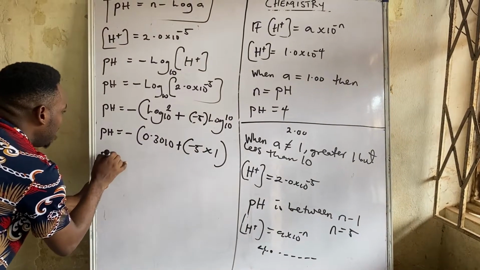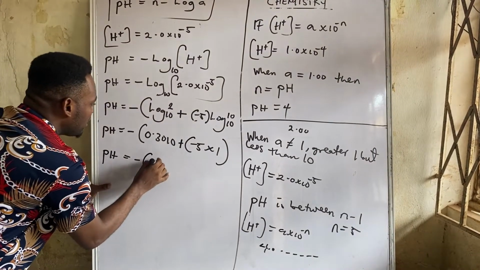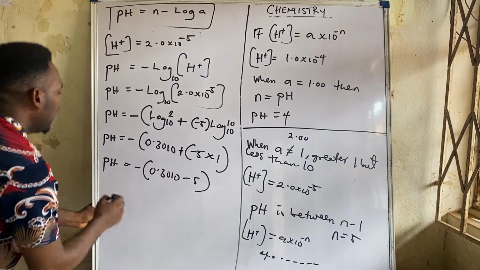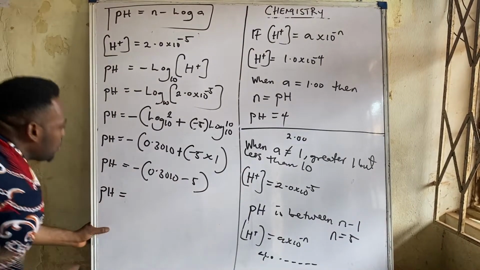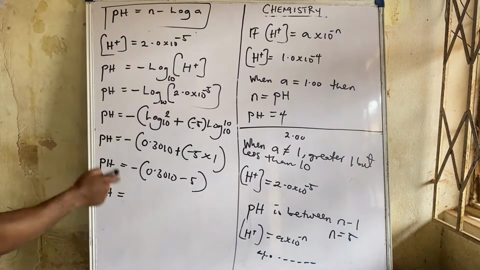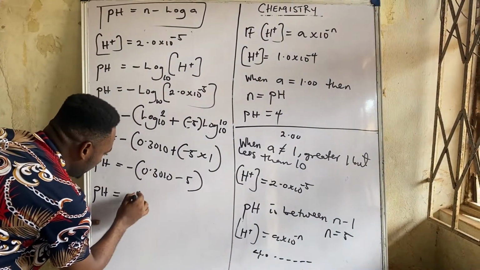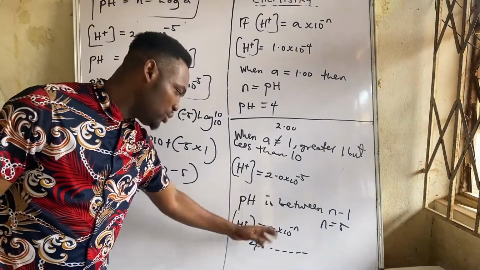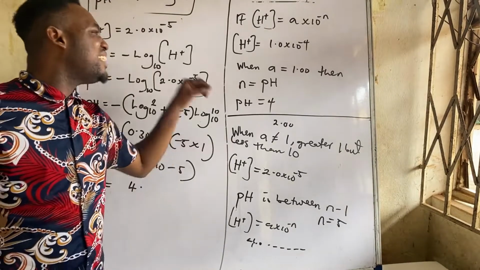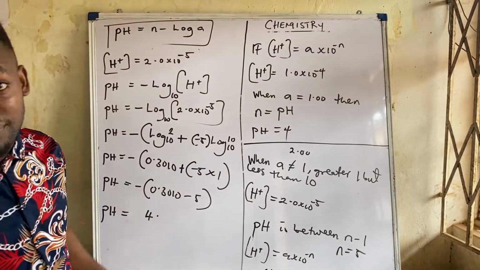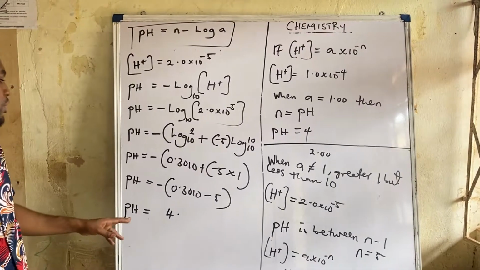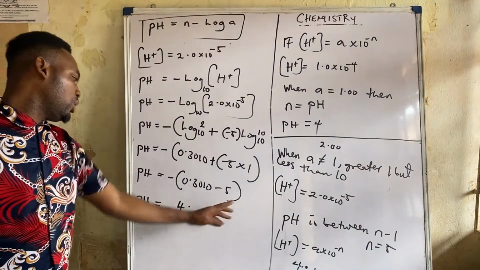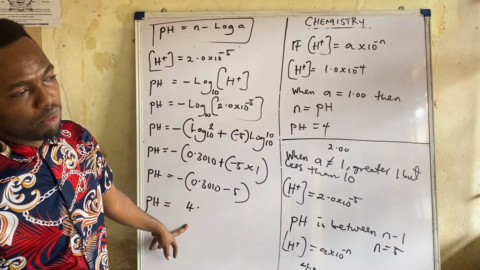So if you do this now, pH will be equal to minus, the minus is outside, 0.3010. Then this is minus 5. If you resolve this with your calculator, your final answer will be 4 point something, which makes it correct what we did here with this shortcut. So with this alternative method, you get your answer even without solving. Alright? So you can complete this with your calculator. When you punch your calculator, you get 4 point something.